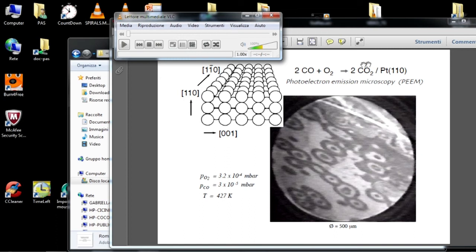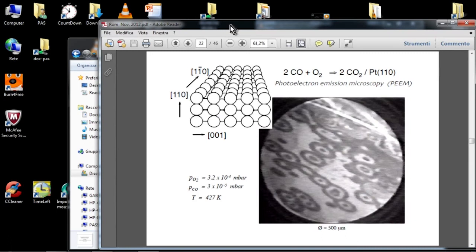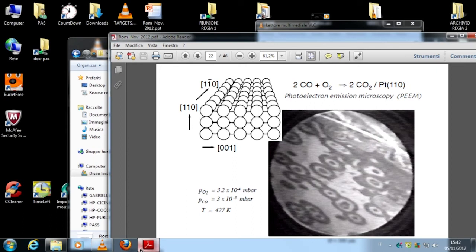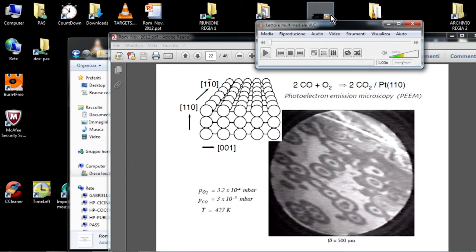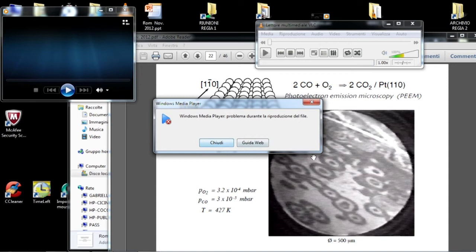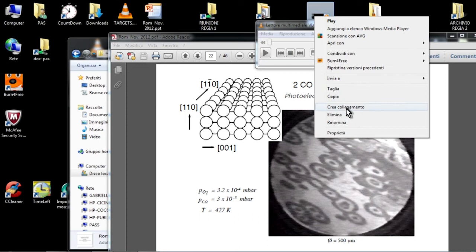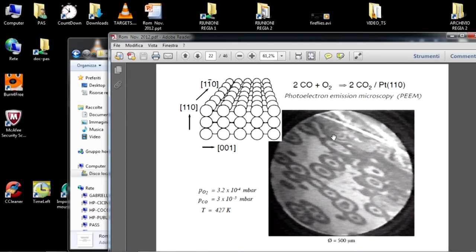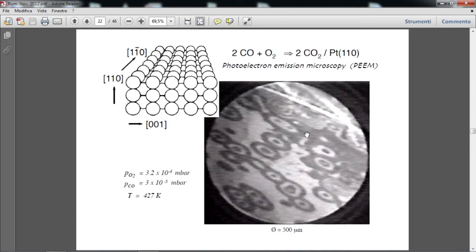Next figure, no. Next figure, no. Switch off. No. I want to continue with this. Okay. No. Wrong. Slide, not film. I'm so sorry about that.